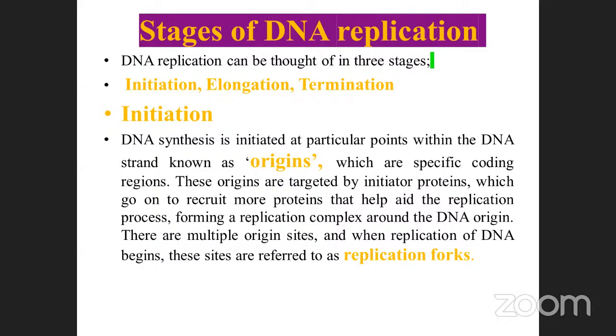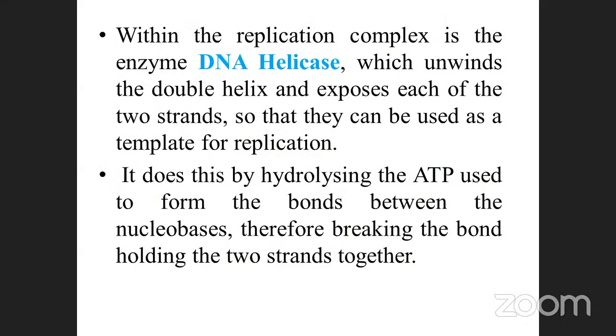The initiator protein is also very, very essential for the action of initiation at a particular origin. A particular origin is responsible for the replication process, which is called the replication fork. Within the replication complex is the enzyme DNA helicase. Don't forget, it unwinds the double helix and exposes each of the 2 strands.